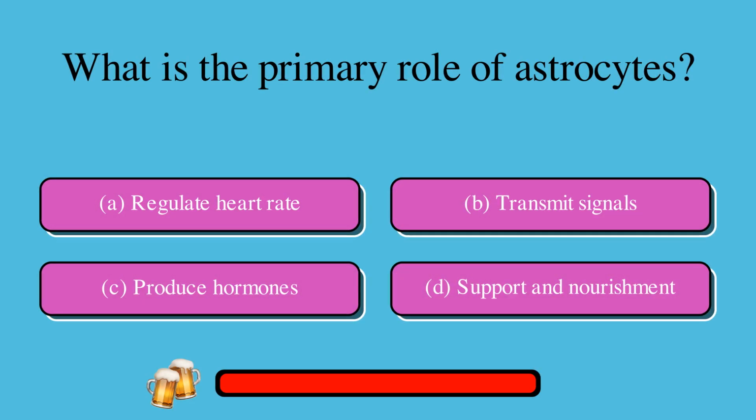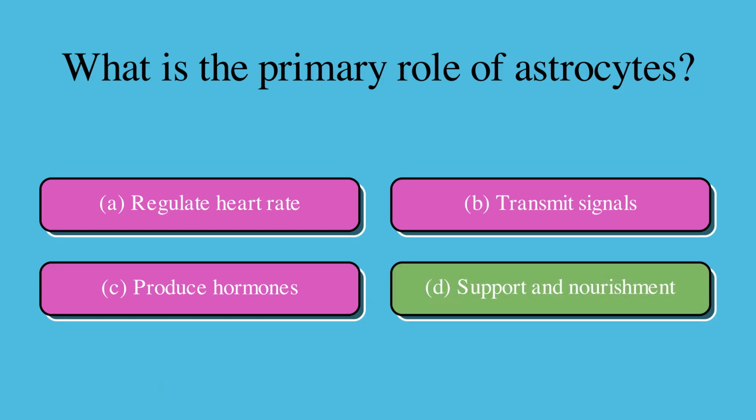What is the primary role of astrocytes? A. Regulate heart rate, or B. Transmit signals, or C. Produce hormones, or D. Support and nourishment. The correct answer is D. Support and nourishment.